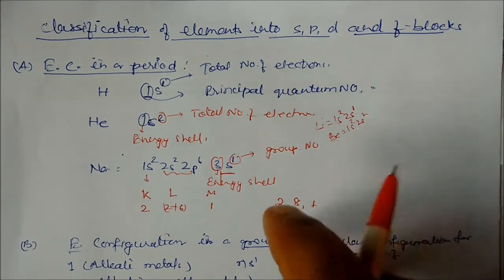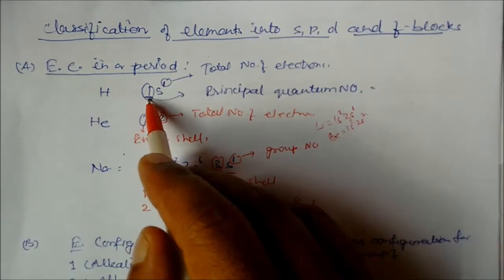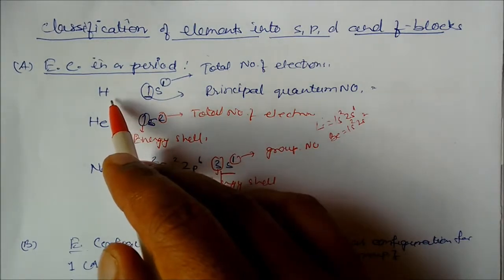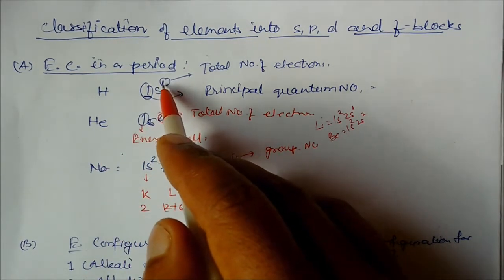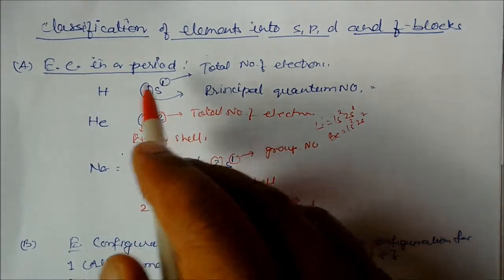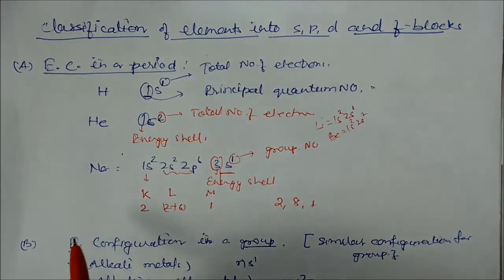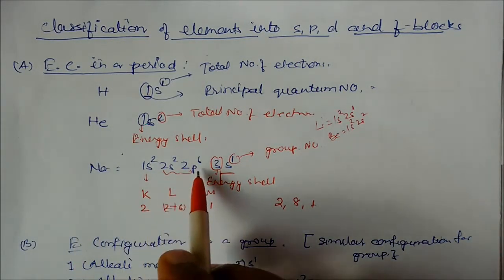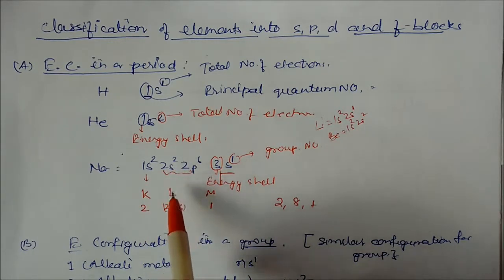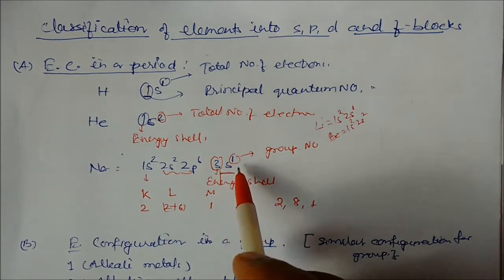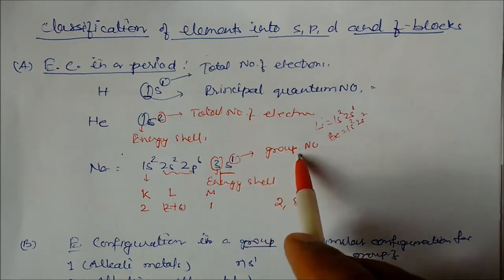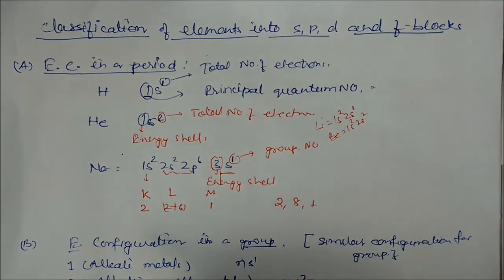filled along the period. So here the last orbit determines the period of the particular element, and the electron present in the orbital determines the group number. This differs from block to block. Like sodium: 1s2, 2s2, 2p6. So 1 is the K shell, 2 means the L shell. The L shell contains 6 plus 2 electrons, and then 3s1. This is your third period. This denotes the third period energy shell, and the s1 electron determines the group number. So this belongs to group number 1.